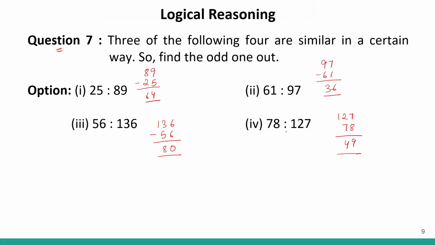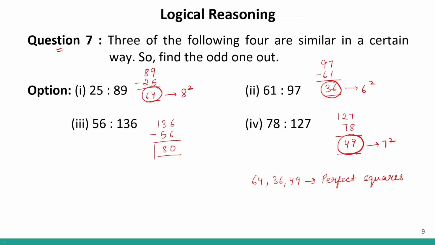But if you look closely, three of them are similar in a way. If you look at number 64, 36 and 49, all these numbers are perfect squares. What do you mean by perfect squares? They are square of a number. This is basically 8 square. This is basically 6 square and this is basically 7 square. Only 80 is a number that is not a perfect square. Hence, the difference of this number is different. Therefore, option number 3 is the odd one out. Clear? Option number 3 will be the odd one out.